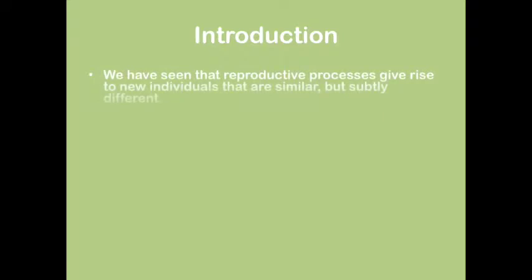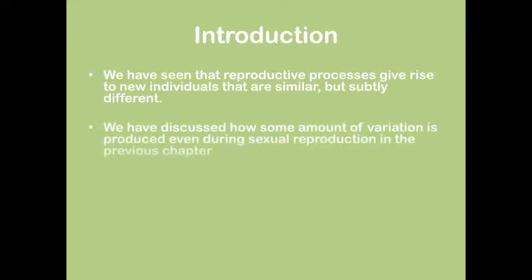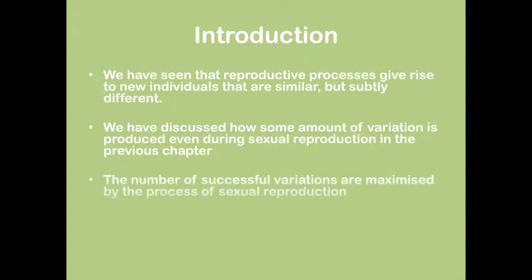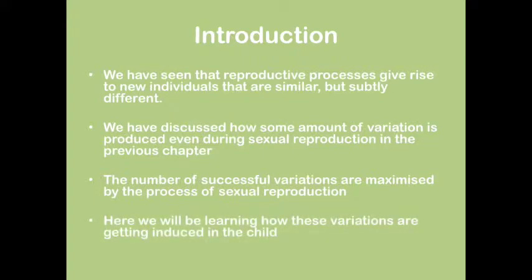Fine. We have seen that reproductive processes give rise to new individuals that are similar but subtly different. We have also discussed how some amount of variation is produced even during sexual reproduction in the previous chapter. The number of successful variations are maximized by the process of sexual reproduction. Here we will be learning how these variations are getting induced in the child.